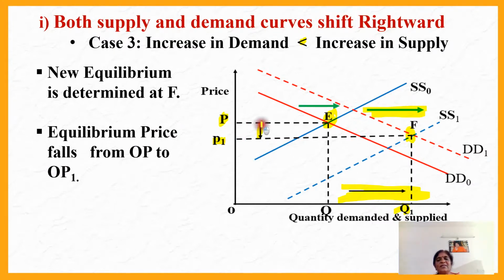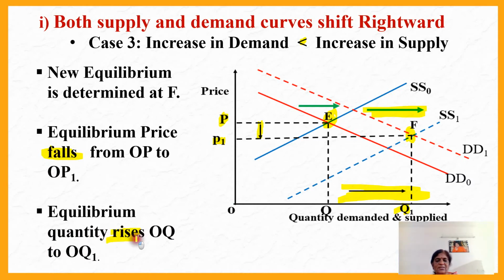Therefore, we have seen different outcomes for price. Once it remained the same, when the increase in demand and increase in supply are equal. In the second case, we have seen that when the increase in demand is greater than the increase in supply, price rises. Now you can see price falls. That's what we say in this case: when both the supply and demand curves shift rightward, quantity increases, and price is indeterminate or ambiguous. That means it may increase, may decrease, or may remain unchanged. Here you can see it falls from OP to OP1. I hope you understood. And the quantity always rises.